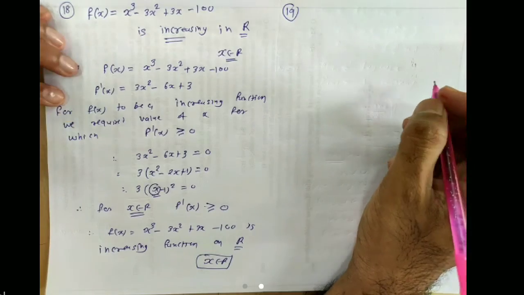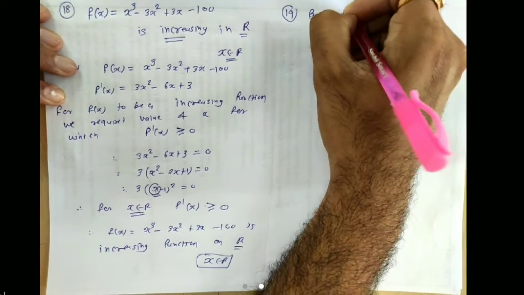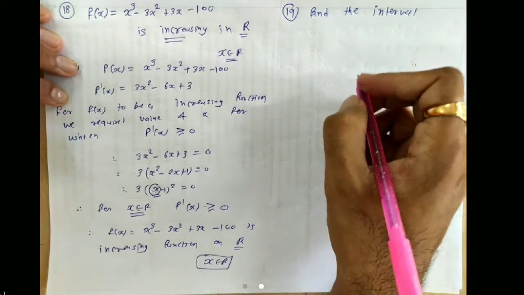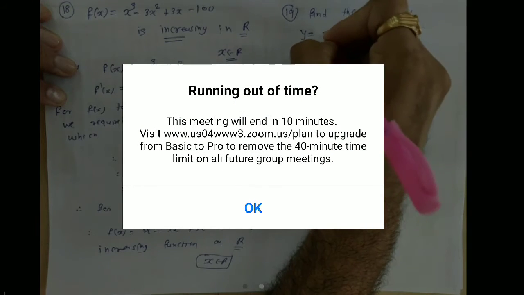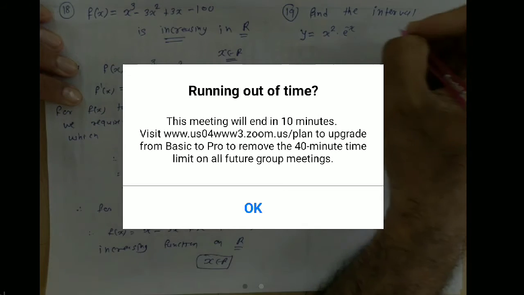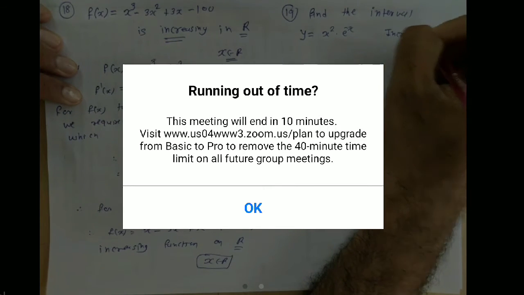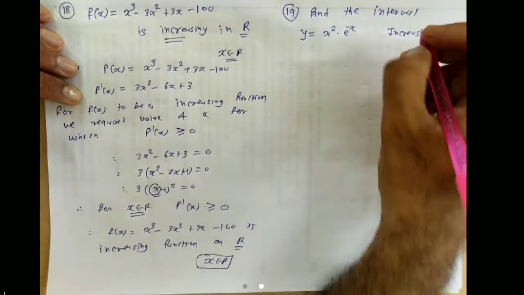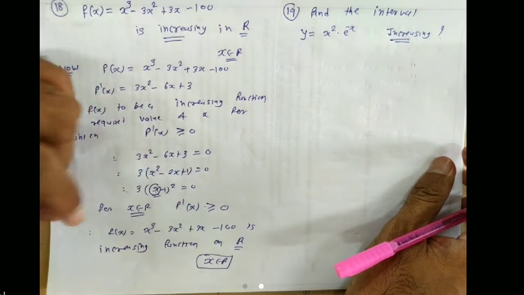You have to find the interval in which the given function y equal to x square into e raised to minus x is an increasing function. Focus a little on the word: it is an increasing function, not strictly increasing. Clear? So again we will have f dash x greater than or equal to 0.